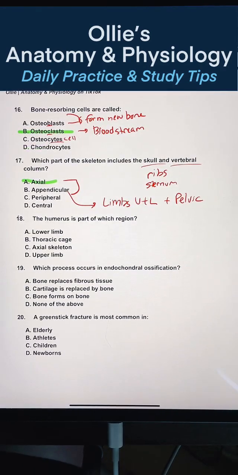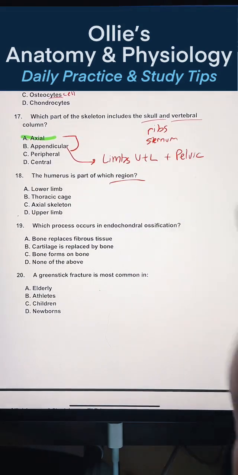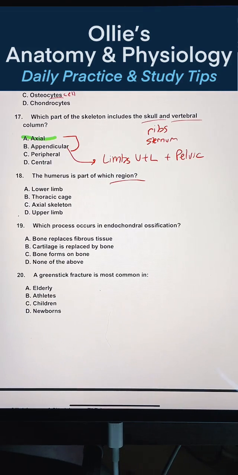What are chondrocytes? Chondrocytes are cartilage cells. Number 18, the humerus is part of which region? A, B, C, or D? Pelvic would be like your pelvis area, down by your hip. A, B, C, or D.